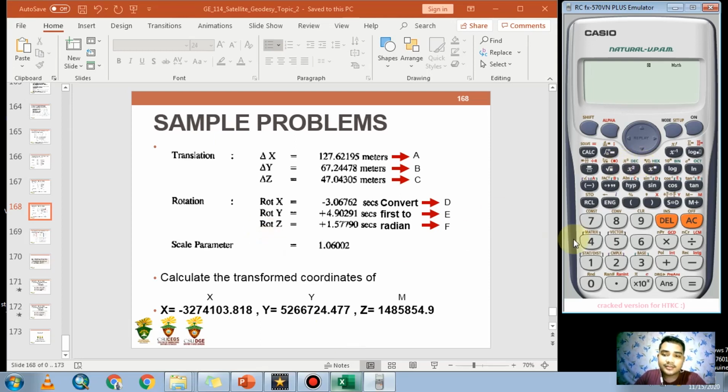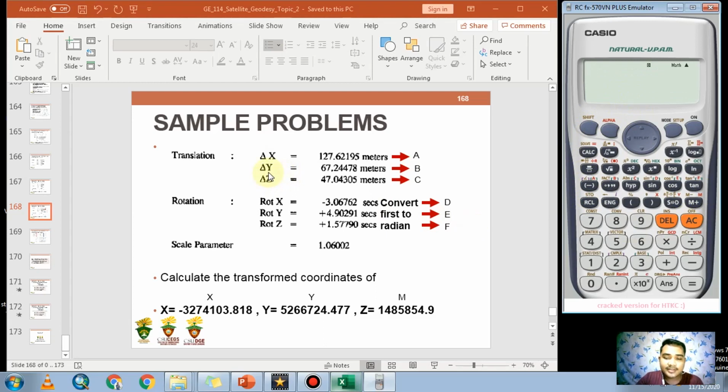So first, to solve this problem, we need to store these values, kanang translation, rotation, and the coordinates nga ato siyang gusto i-transform. So first, let's store the value of delta X in memory A. So let's type 127.62195. Then atong siyang i-store sa memory A. So shift recall A. So na-store na siya sa memory A. Then AC.